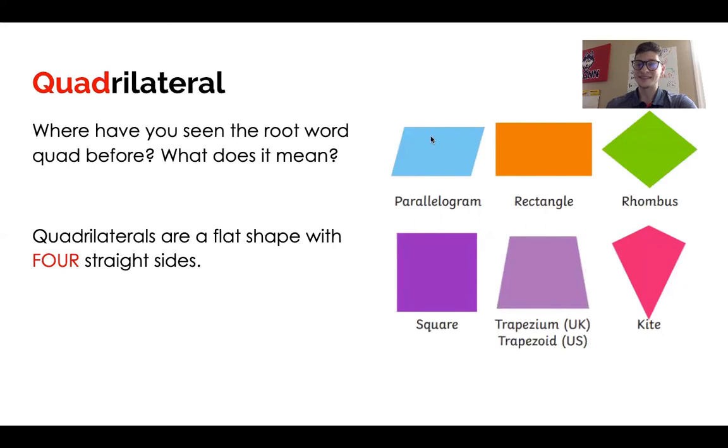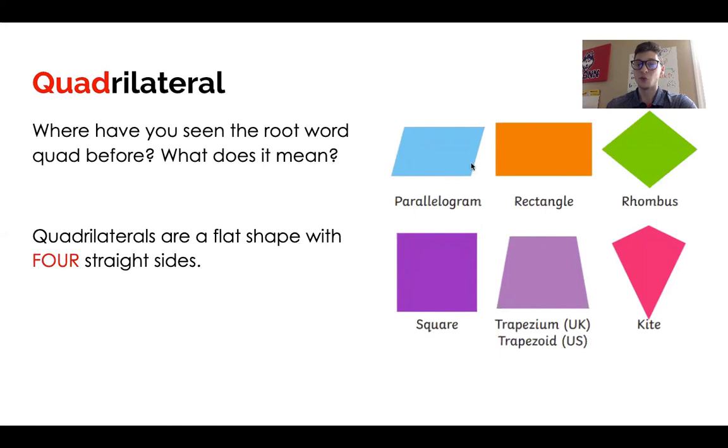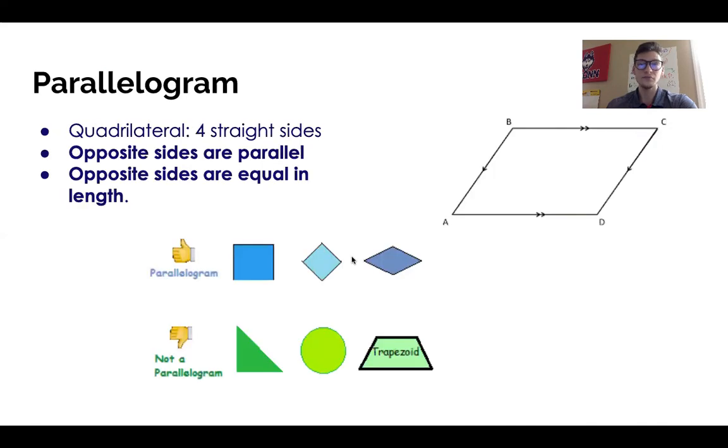And here you have 6 examples of quadrilaterals. If you look at each of them and count their sides, they have 1, 2, 3, 4 straight sides, and they are all flat. So let's learn some different quadrilaterals. The first quadrilateral we're going to talk about is a parallelogram, and here are its properties.